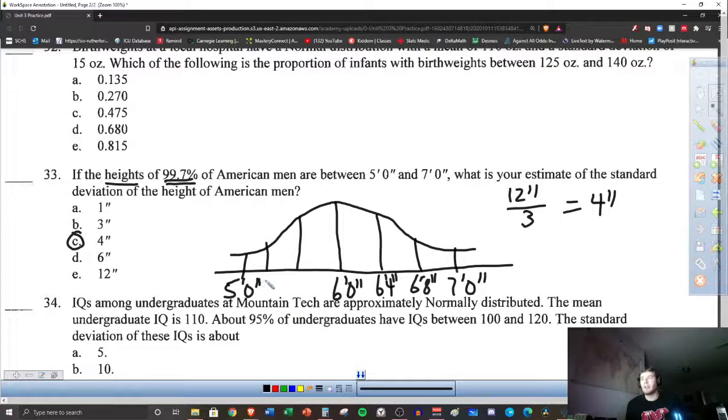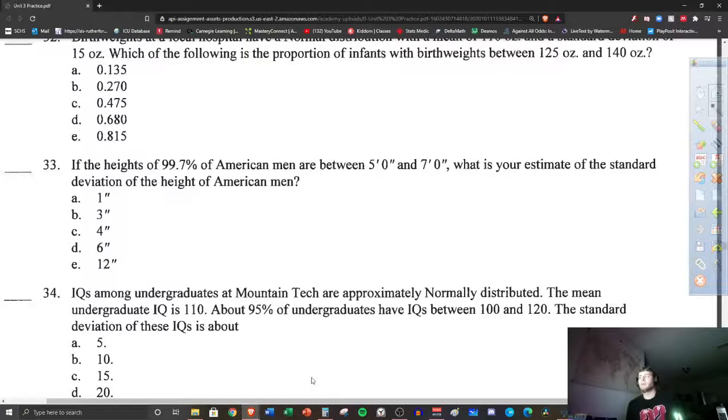That would look like this over here. So it'd be 5 foot 4, 5 foot 8. Okay, so 4 inches is the deviation. So we're just using our understanding of the composition of a normal distribution and its parts.